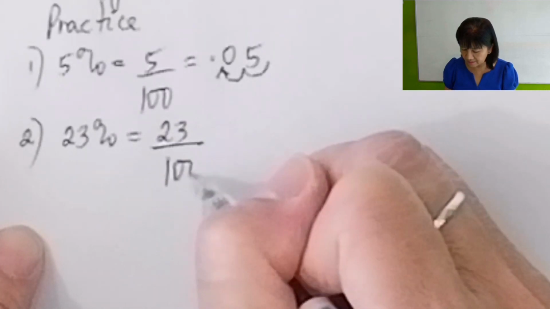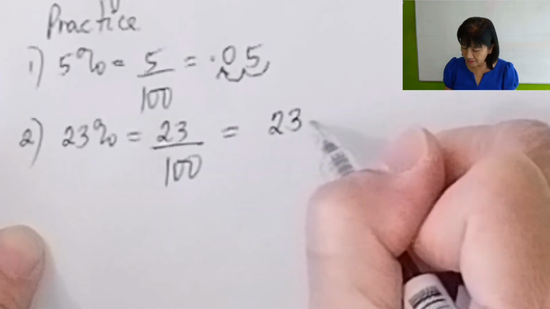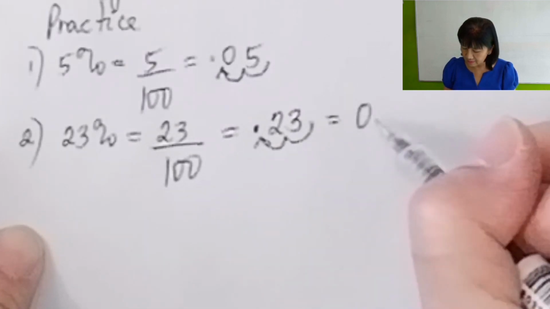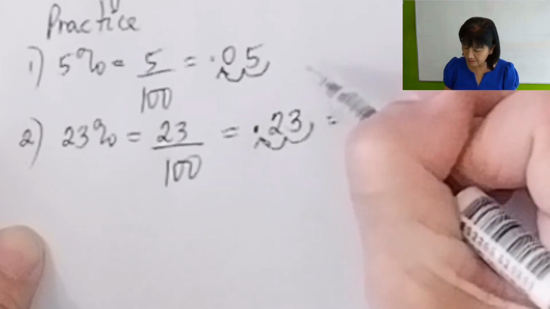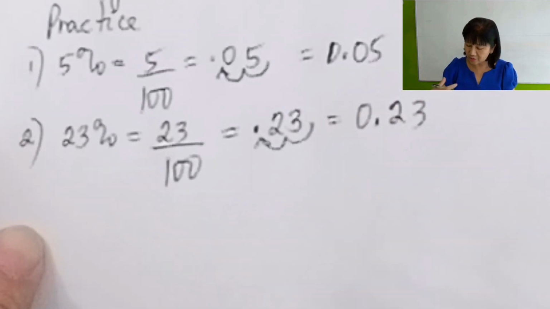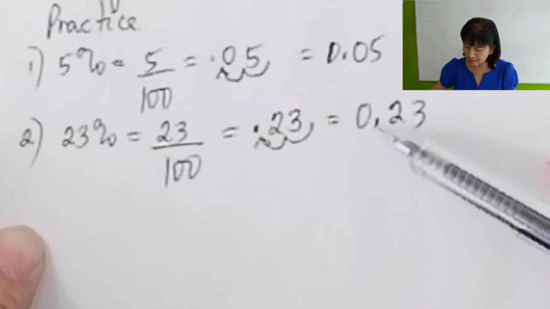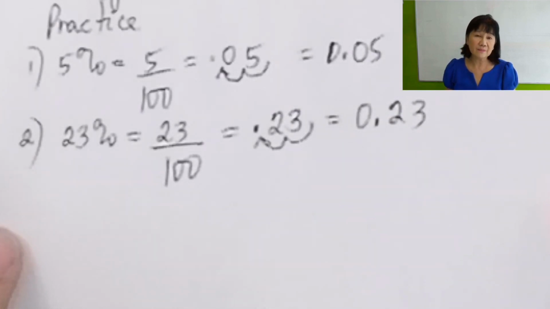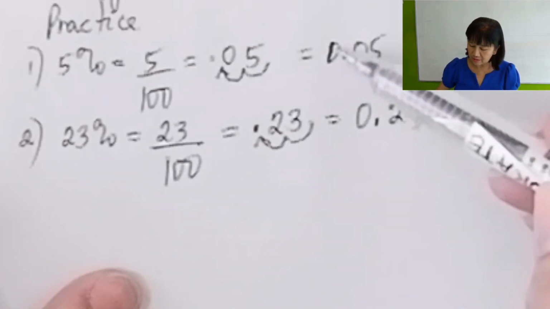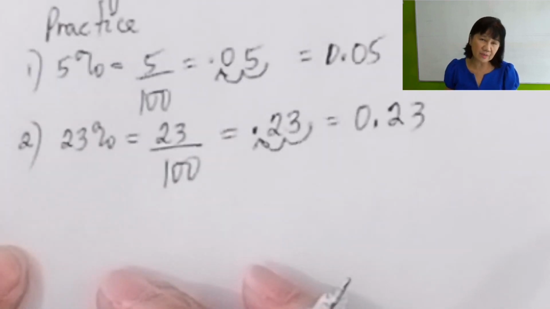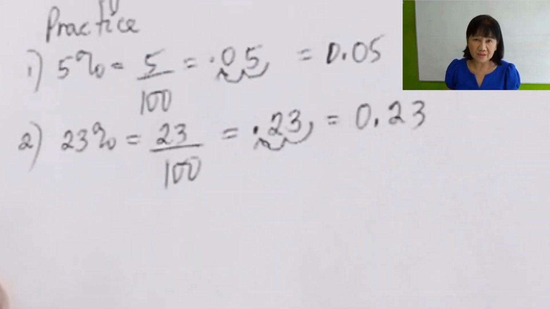23% is 23 per 100. That is 23, then move the decimal point 2 places to the left. That is 0.23. Or 5%, this is 0.05. I'm just stressing the point here that before the decimal point, if there is no number there, it will always be 0. Because in college entrance exams, sometimes there are questions which will give you in the choices a 0 before the number. In others naman, they don't have 0 before the decimal point.